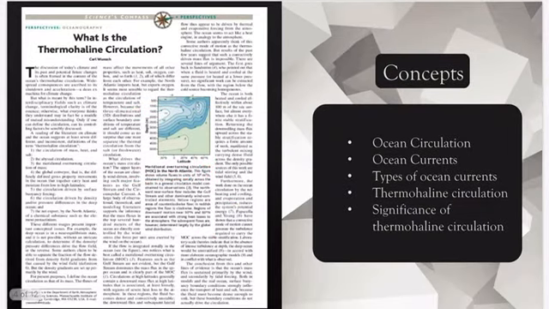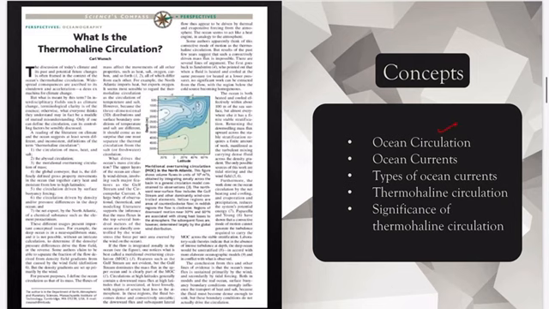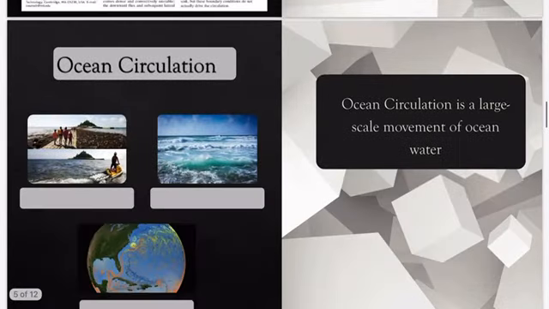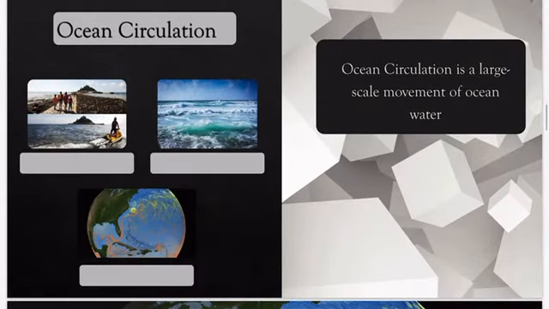Now, from the exam point of view, we have to know about these many things: ocean circulation in general, then ocean currents in specific, types of ocean currents, and thermohaline circulation and its significance. So these are the 5 areas which we are going to discuss today. We'll start with ocean circulation. So ocean circulation is very clear.